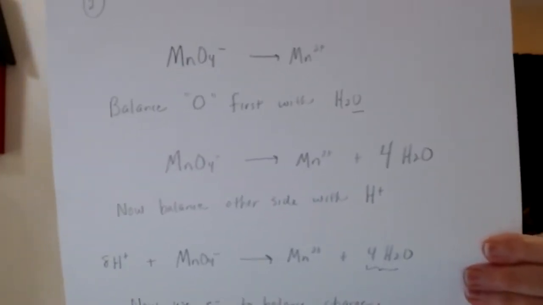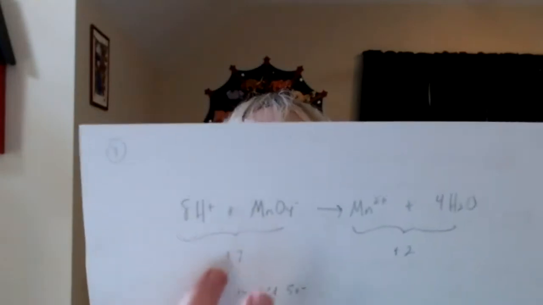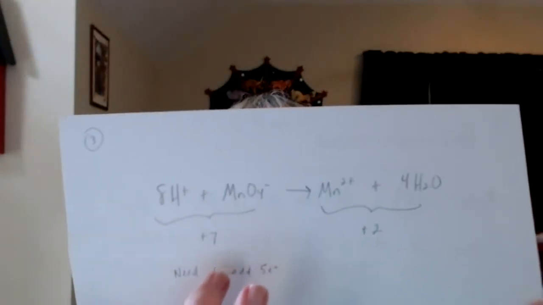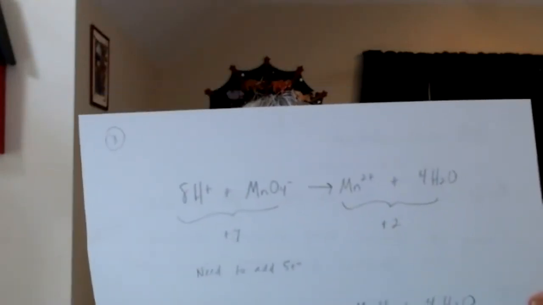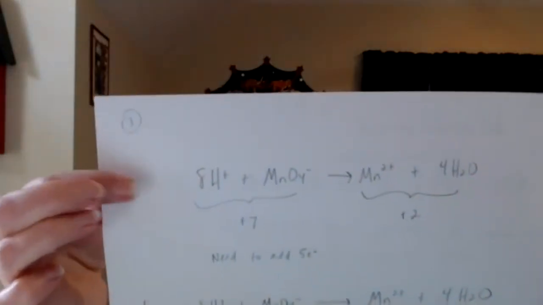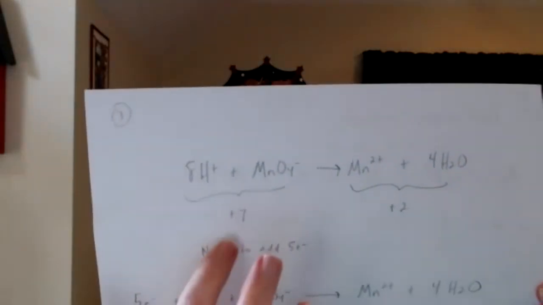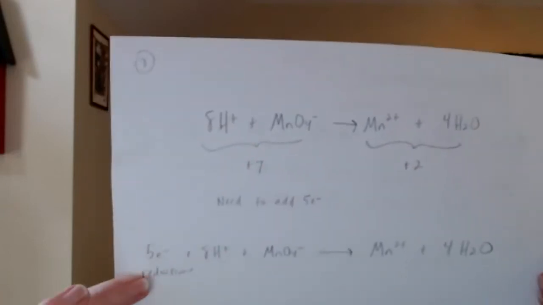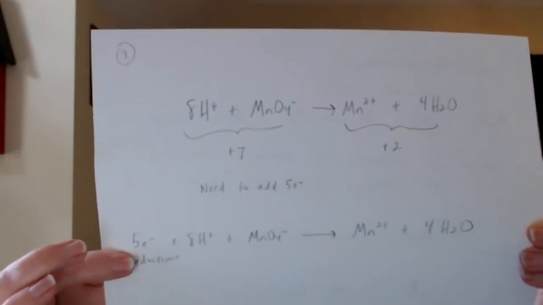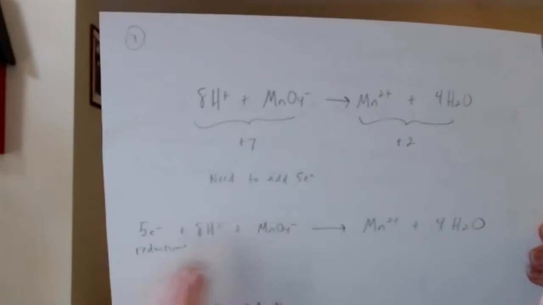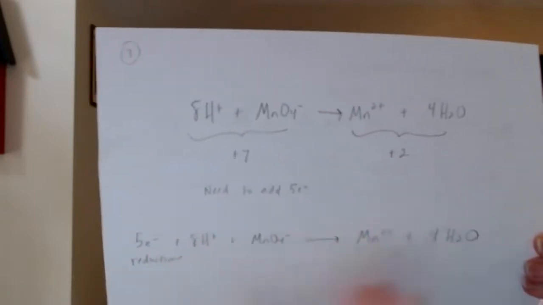So here's, okay, this was the second sheet. I've done this in steps. Here we go. I noticed the charge here, and I noticed the charge there. It looks like I'm going to need to make this come down by adding 5 negatives so that my charges match on both sides.